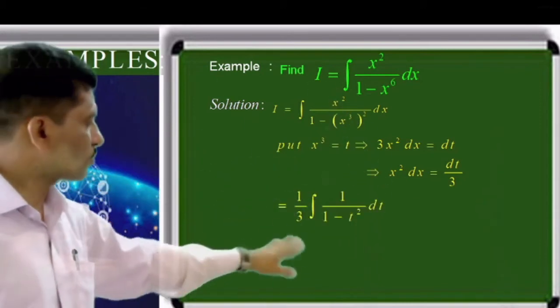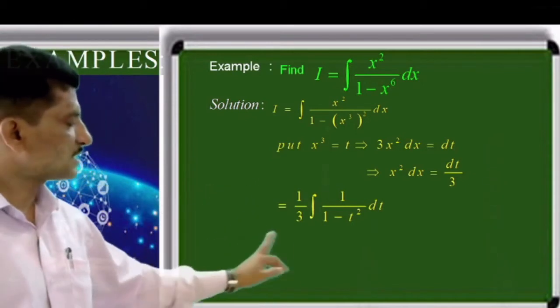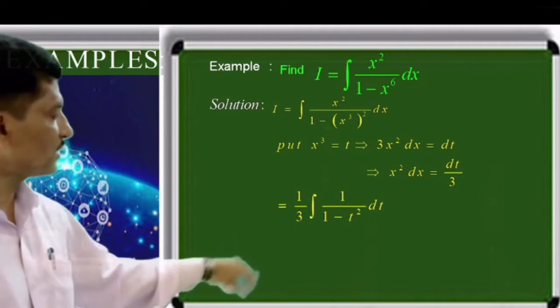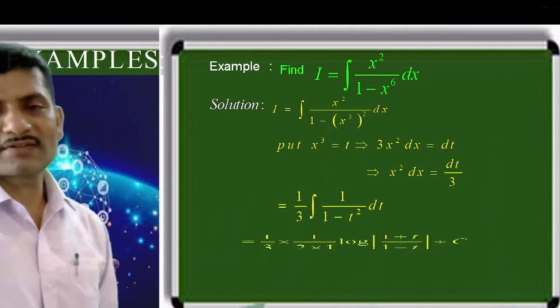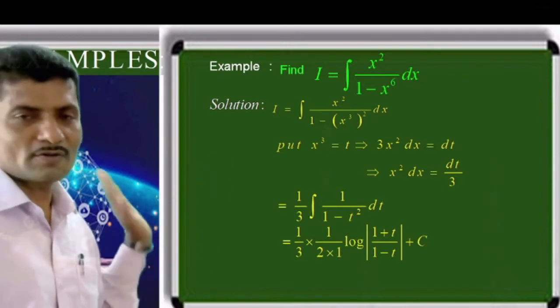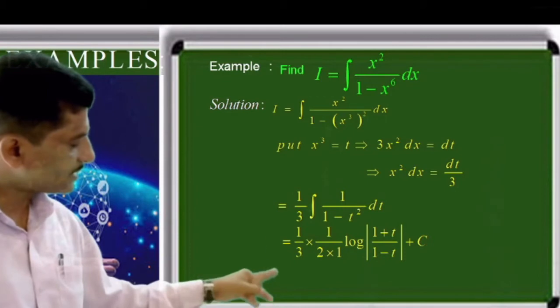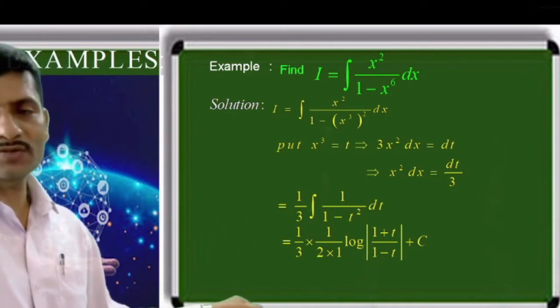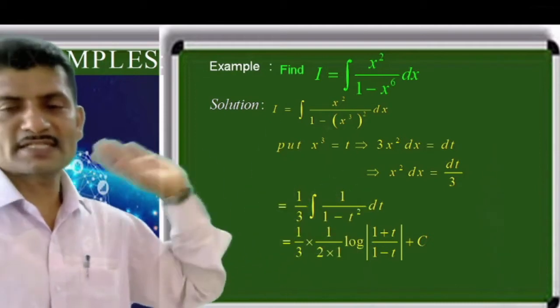Now substitute. 1 by 3 is a constant, so take it outside the integral, times 1 by 1 minus t squared dt. This is of the form 1 divided by a squared minus x squared, which is 1 by 2a times log of a plus x divided by a minus x, plus the integral constant.